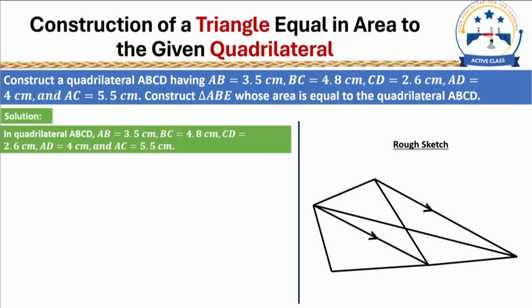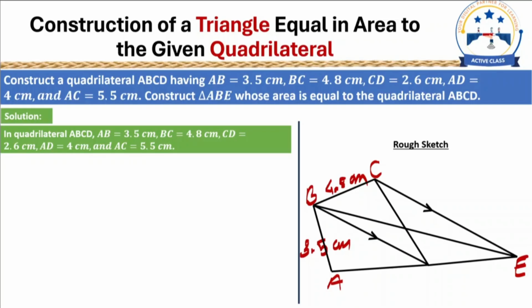Now we need to label according to what we require. Here we need triangle ABE. Okay, so I will make this A because A and B are the points of the quadrilateral. So this is AB and this point needs to be E. Okay, ABE. After that, let's label AB. We are given 3.5. This is 3.5 centimeter. And BC, this should be C. BC is 4.8 centimeter.